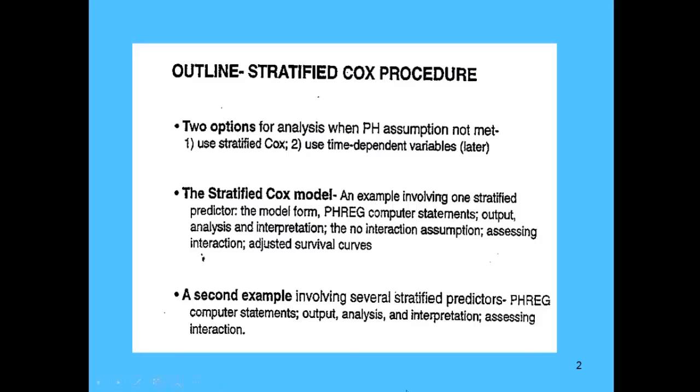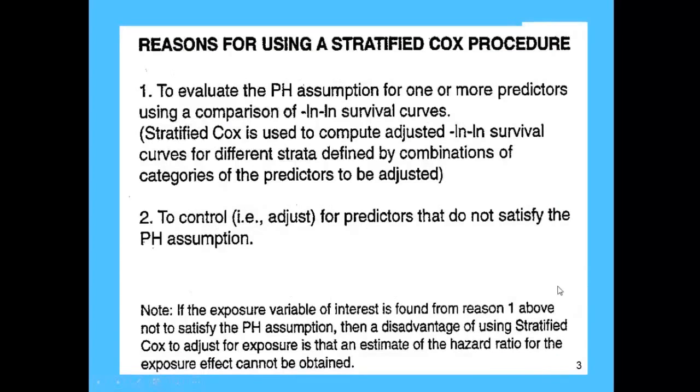There is a second example, which is going to be more complicated. It involves more variables that you're stratifying on, and therefore it's a little more difficult to figure out what the analysis will look like and how you would do it. As I previously said, there are two reasons for doing a stratified analysis. One is to evaluate the PH assumption for one or more predictors you're not sure about, and the other is to control for predictors that don't satisfy the assumption.